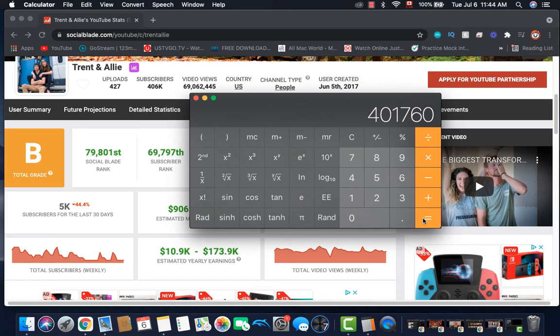$401,760. Now, of course, with this, YouTube gets a cut of the revenue. YouTube gets 45%, and this channel gets 55%. So in reality, you have to do $401,760 multiplied by 0.55, and you get $220,968.